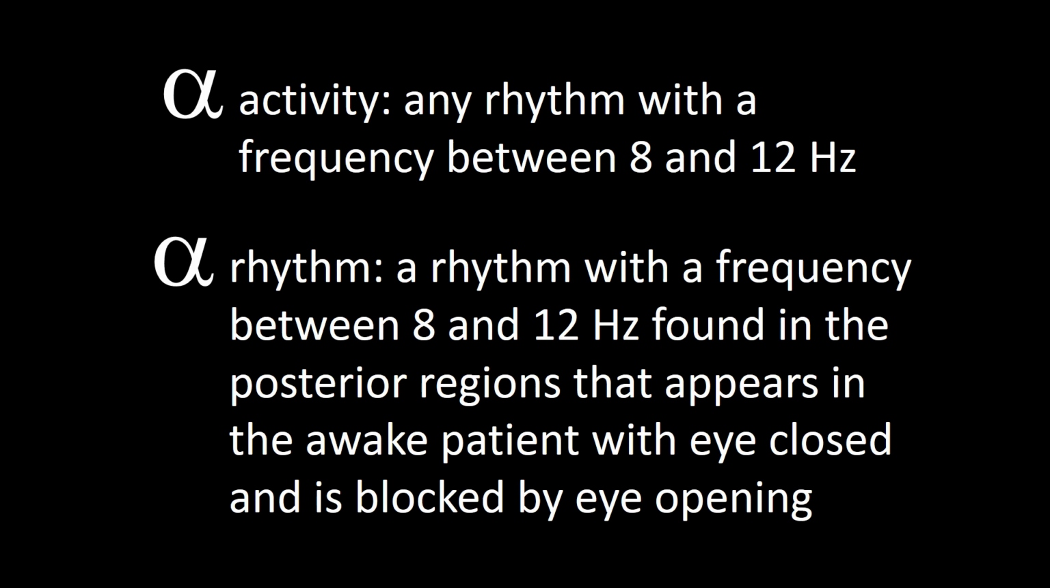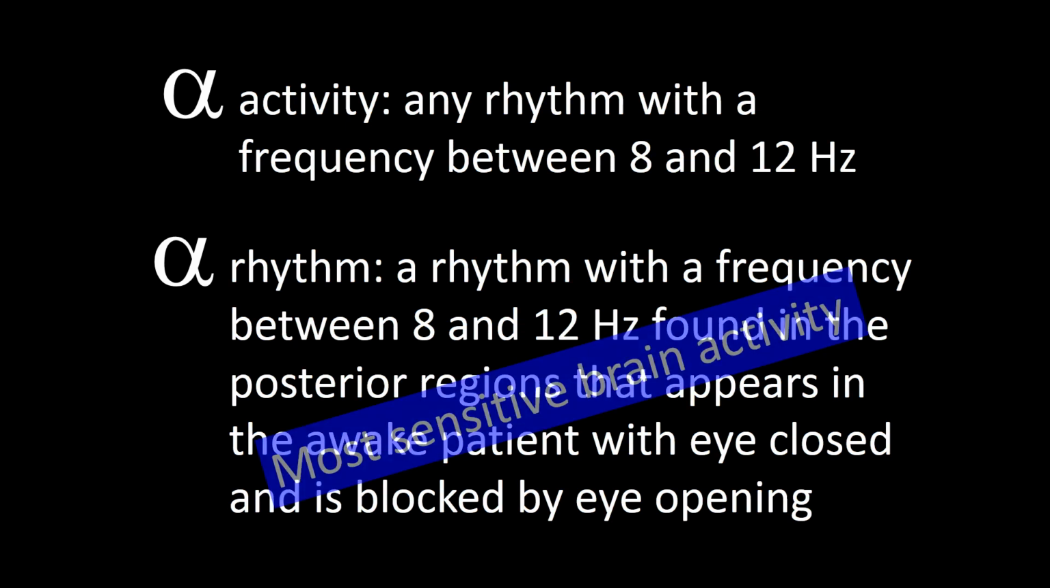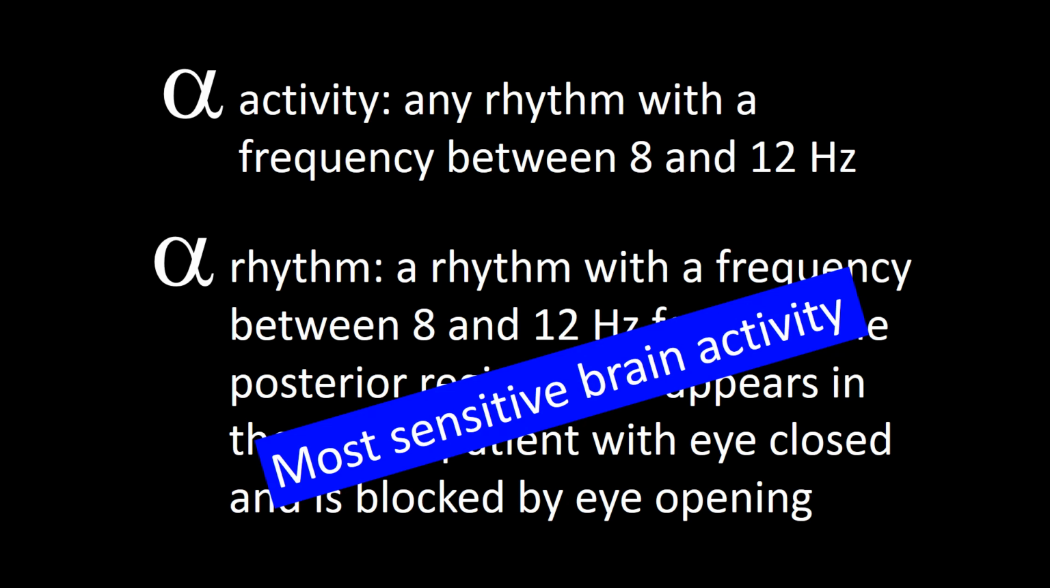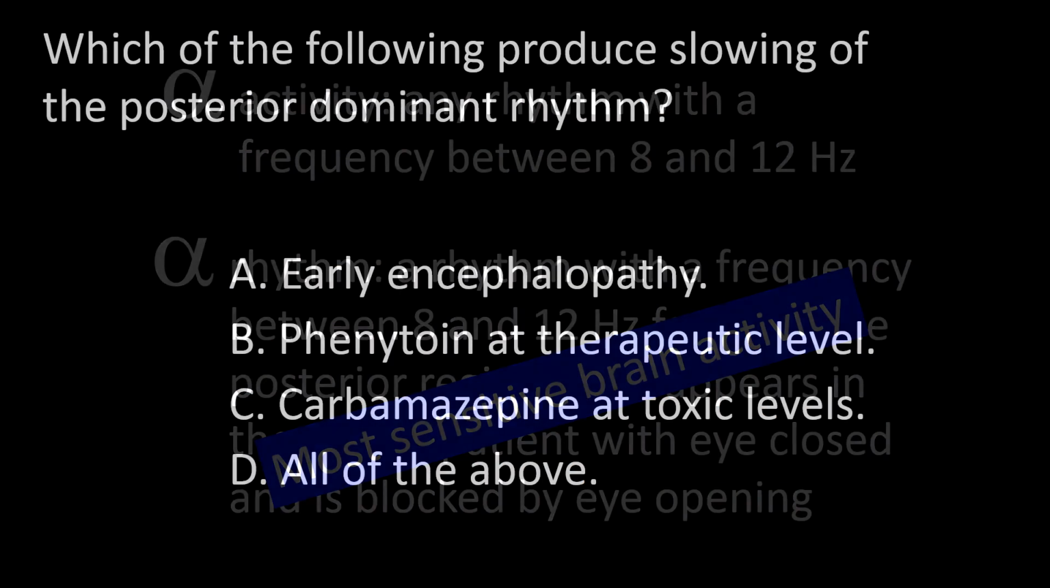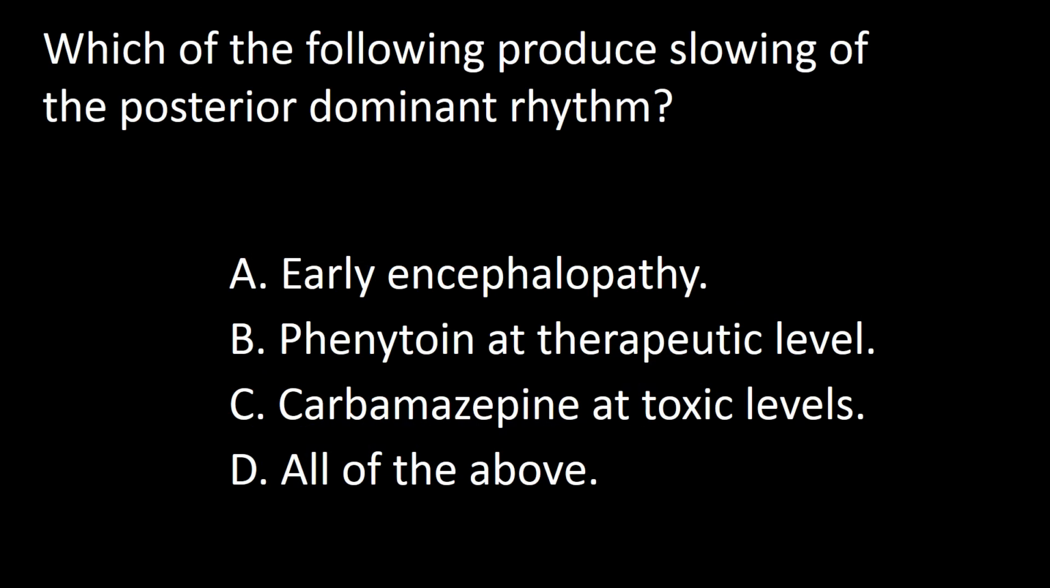Alpha activity is considered any rhythm with a frequency between 8 and 12 Hz, regardless of its timing and location. Alpha rhythm, on the other hand, is a rhythm with a frequency between 8 and 12 Hz found in the posterior regions that appears in the awake patient with eyes closed and is blocked by eye opening. This is the most sensitive activity produced by the brain. So the answer to this question is D, all of the above.